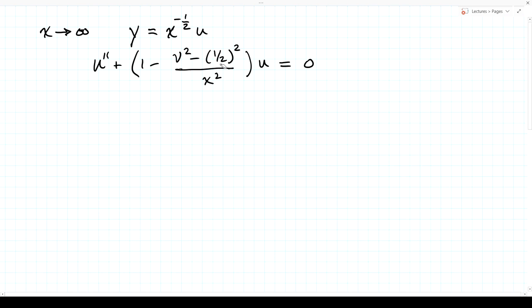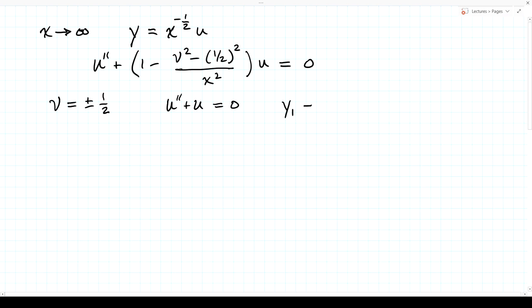Well, notice there's a very simple solution to this, and that is if nu is equal to plus or minus 1/2, then nu squared minus 1/2 squared is equal to 0, and this equation reduces to u double prime plus u is equal to 0. And of course, the solution to that would just be some combination of sine and cosine of x. And then times 1 over the square root of x would give you your two solutions.